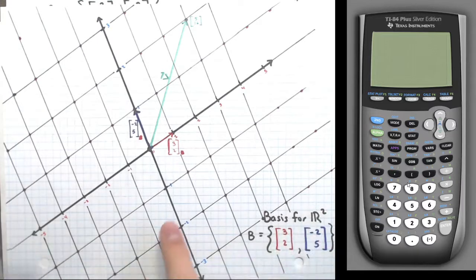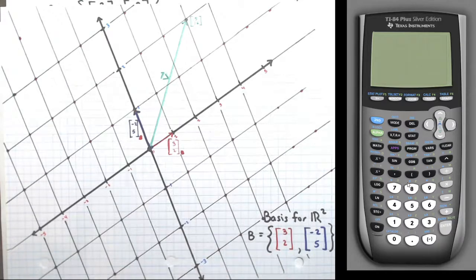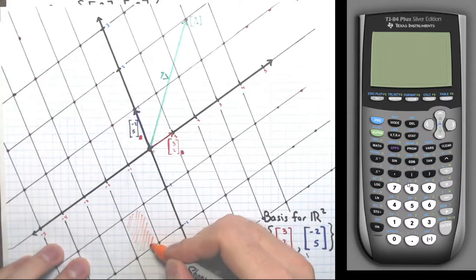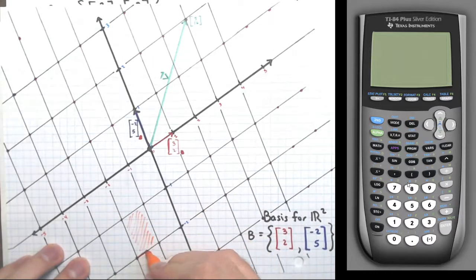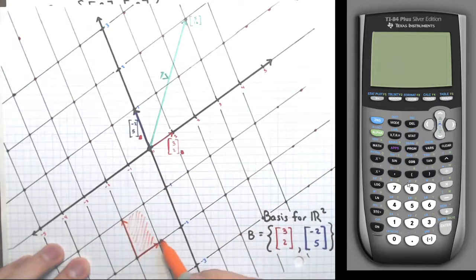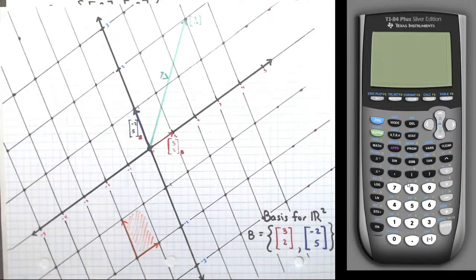Instead of the old one where every box was just a little 1 by 1 unit square, now every box in this grid system, where the basis is these two vectors, is like these parallelograms here. Every single grid box is made up of a 3, 2 and a negative 2, 5, a little parallelogram. So a totally different coordinate system than the original XY plane.